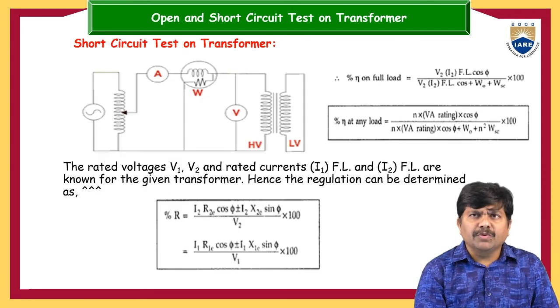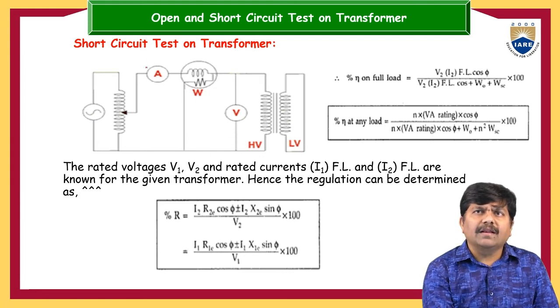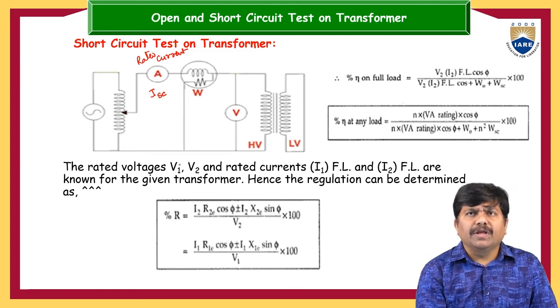Coming to the short circuiting test, here the low voltage side of the transformer is completely short circuited, and in the high voltage side we apply the rated current, not the rated voltage. So this current is nothing but what you can calculate as the short circuiting current.